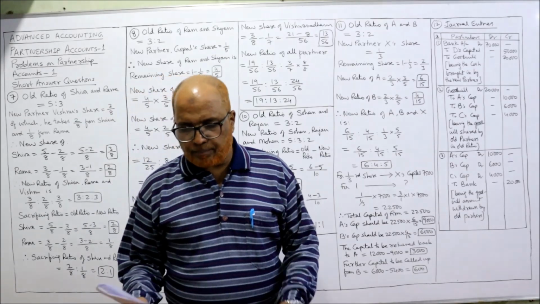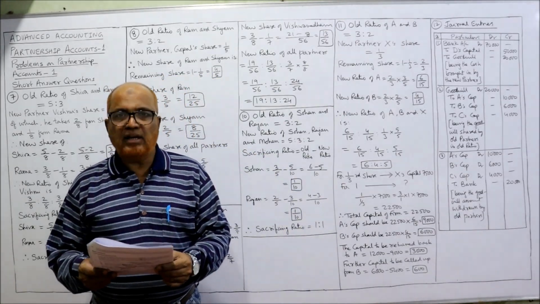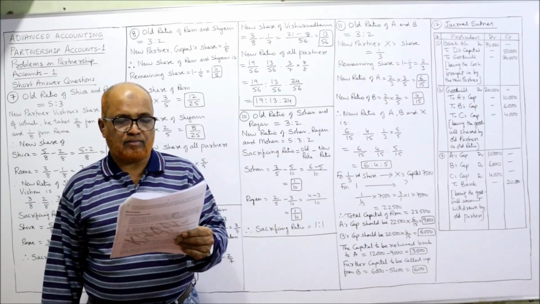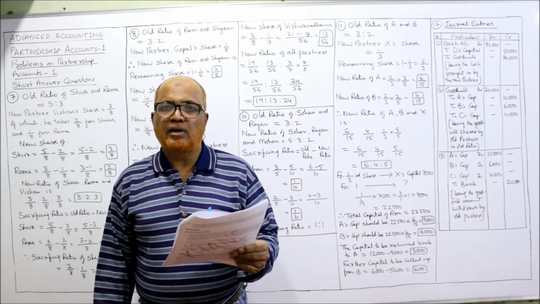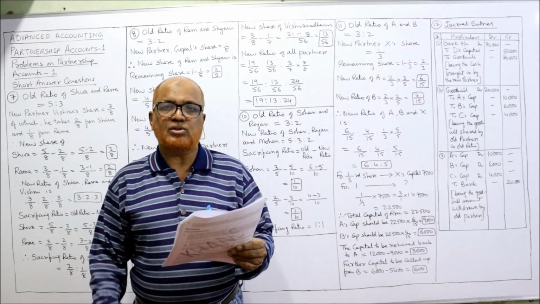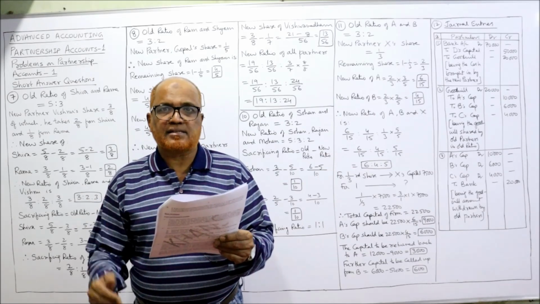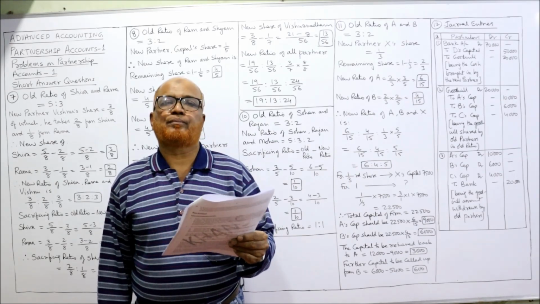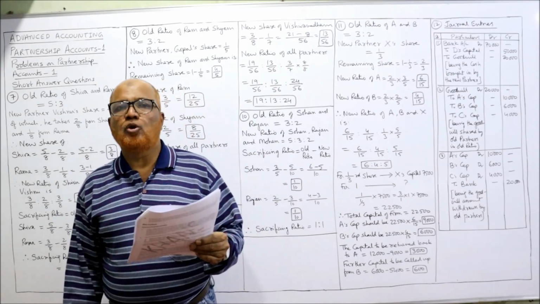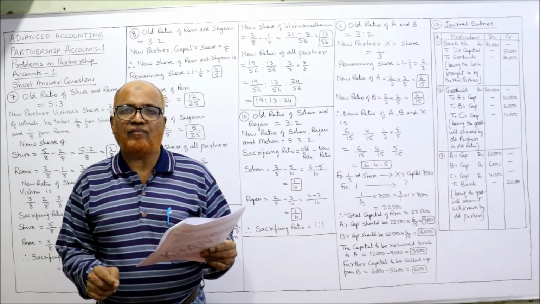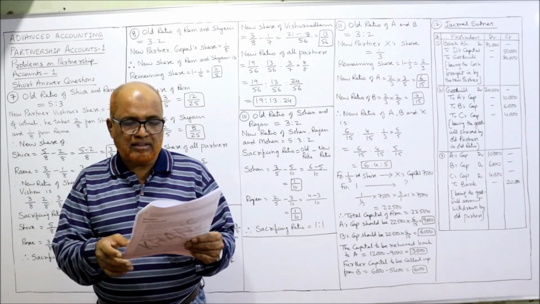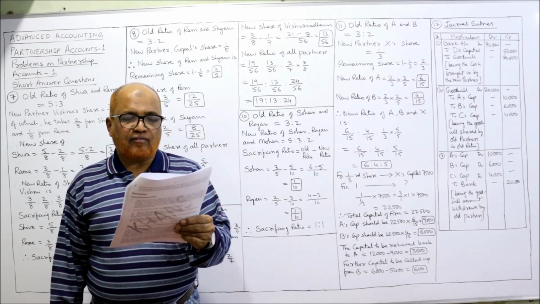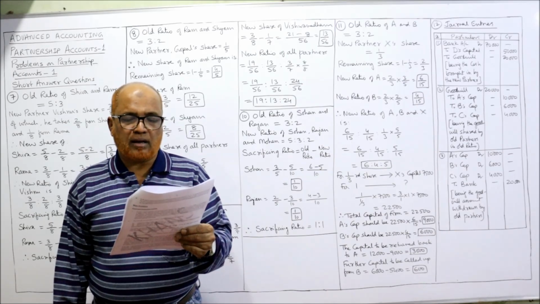Now, 11th problem. A and B are partners in a firm sharing profits in the ratio of 3 is to 2 with capitals of 12,000 and 5,400 respectively. So in this problem, the profit sharing ratio is 3 is to 2, and the capitals are 12,000 for A and 5,400 for B. They admitted X as a partner with 7,500 rupees capital for 1/3 share in profits of the firm. Adjust the capital of the partners according to the profit sharing ratio and show the amount of capital of each partner. No entries are required.